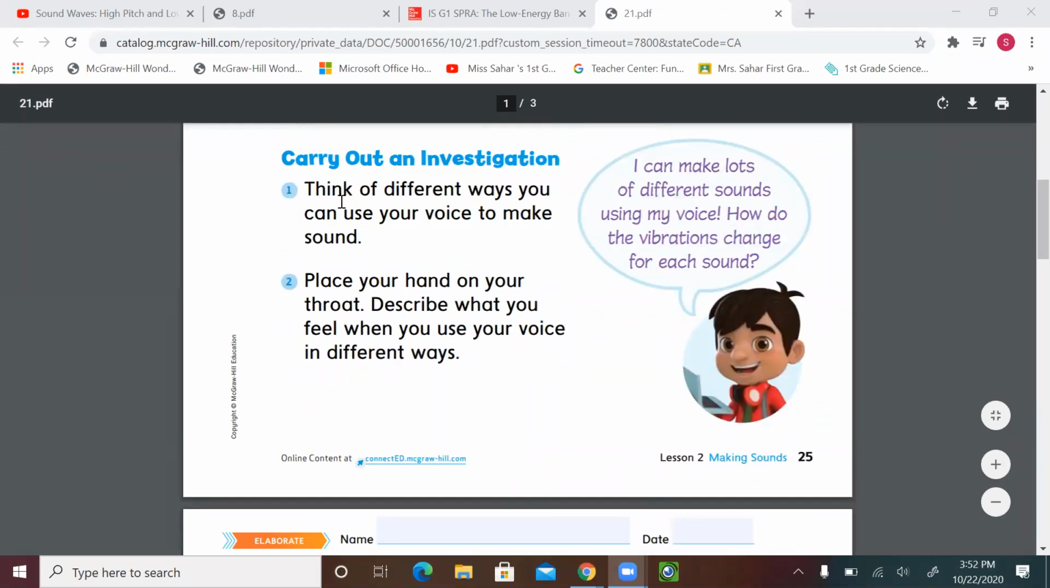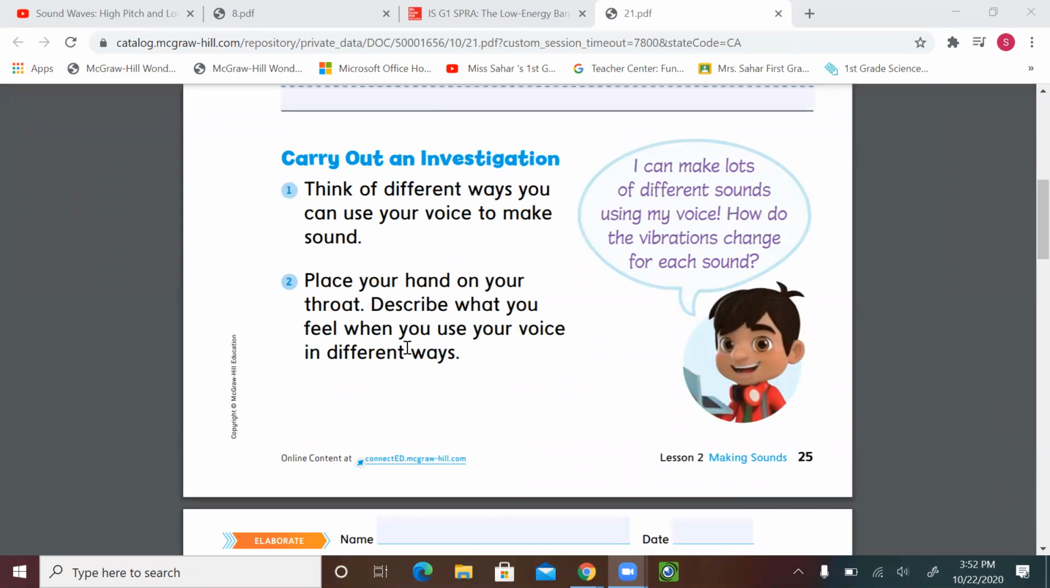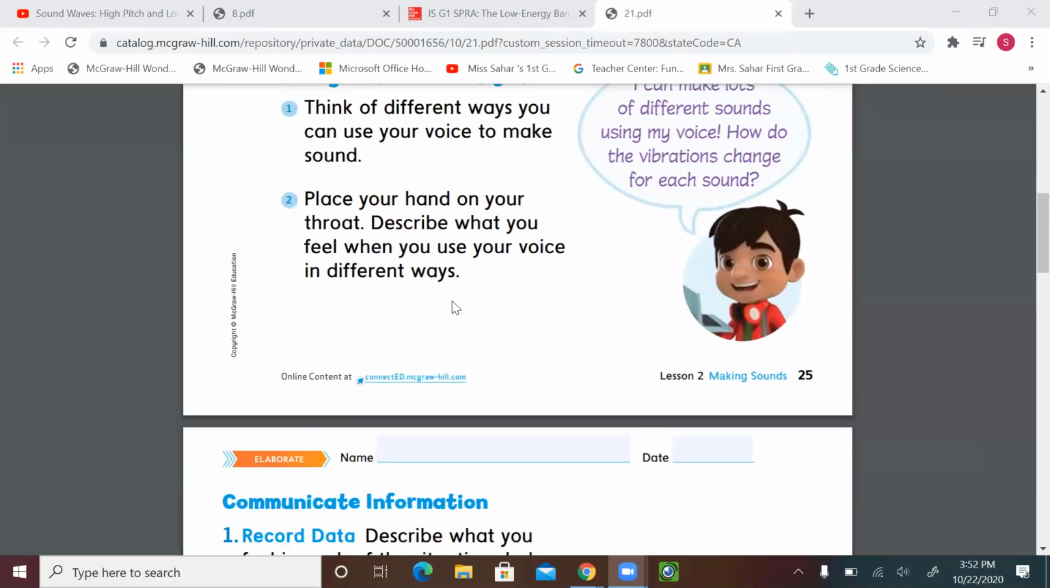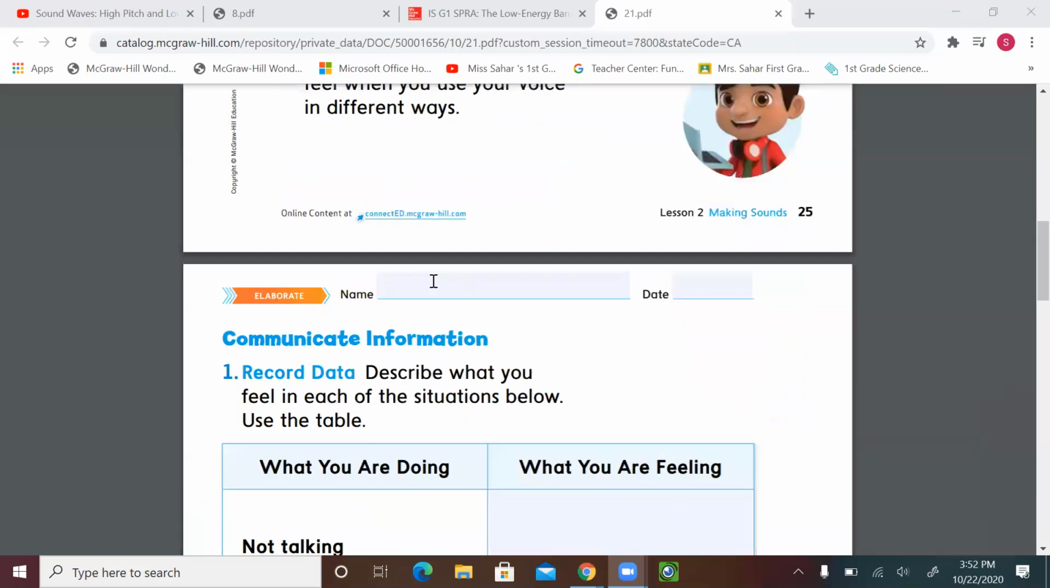All right, carry out an investigation. Now we're going to carry out an investigation to continue that table we have on the next page. Think of different ways you can use your voice to make sound. Place your hand on your throat. Describe what you feel when you use your voice in different ways. So if you whisper, if you don't make any noise, if you talk regularly, if you shout, if you laugh, and if you even just stop and don't do anything.